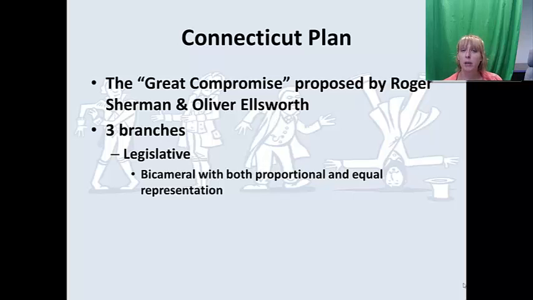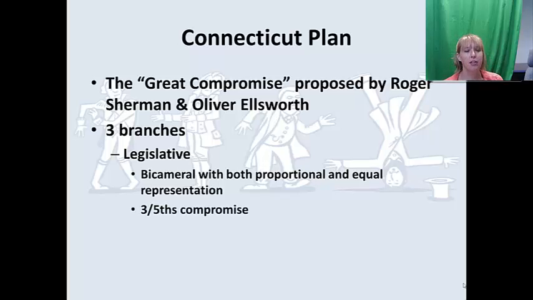Now, they borrow elements from both the New Jersey plan and the Virginia plan. From the Virginia plan, it is bicameral, so there are 2 houses. But in a compromise, they decide that one house would be proportional, like the Virginia plan had, and the other would have equal representation, like the New Jersey plan.